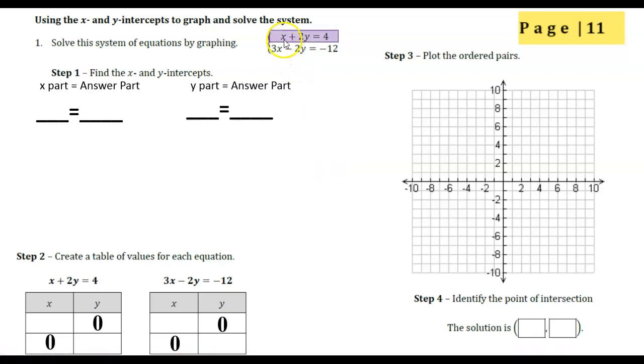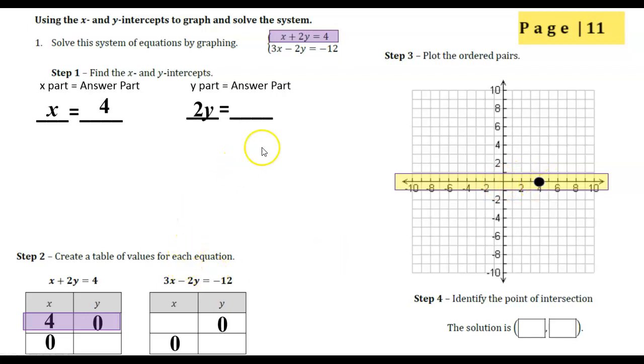So first thing we're going to do is go ahead and graph by finding the x and y intercepts. So here I have the x part of my equation equals the answer part, which is 4. And that one is actually already solved out. Super simple. I love it when that happens because that's always just super simple to do. So on our x-axis, where would 4 be?